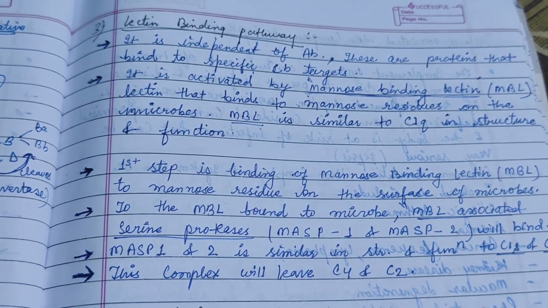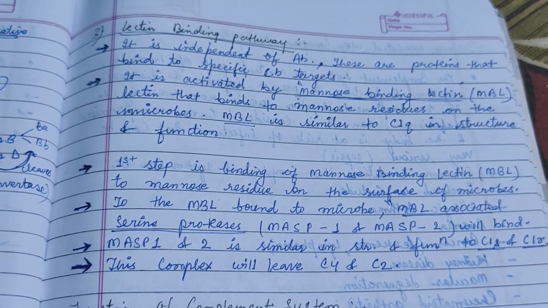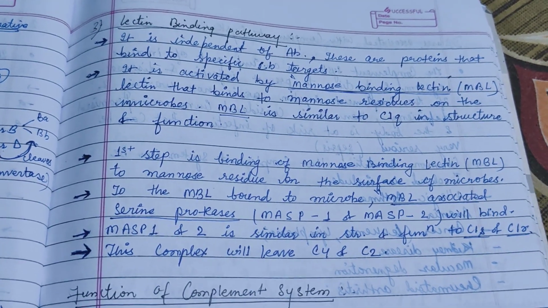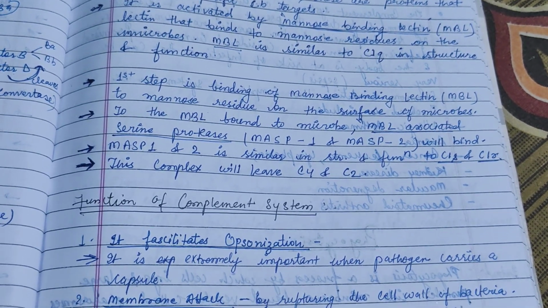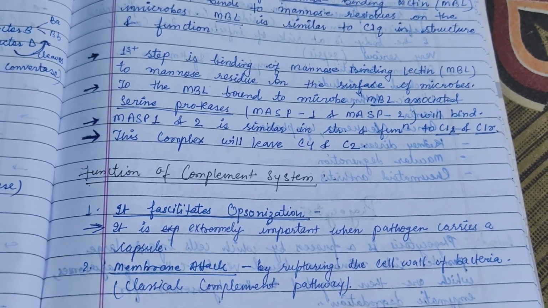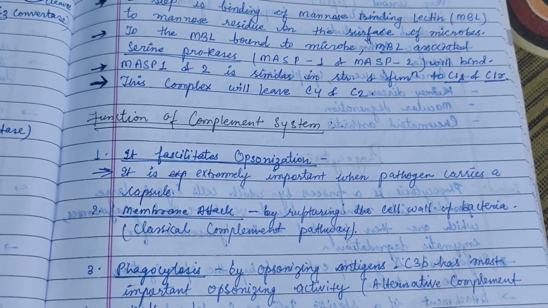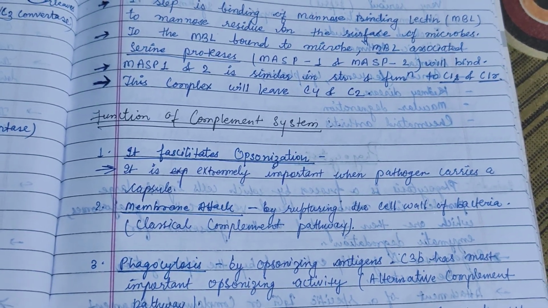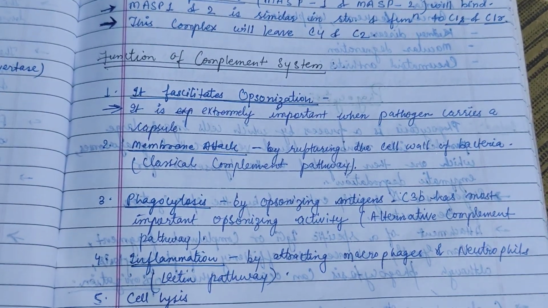The last one is the lectin binding pathway. It is independent of the antibody, as we can say that the lectin binding pathway and the alternative pathway are independent of the antibody. So the first step is the binding of mannose binding lectin, that is MBL, to mannose residues on the surface of the microbes. To the MBL bound to a microbe, the MBL associated serine proteases, that is MASP1 and MASP2, will bind, and this complex will cleave C4 and C2.